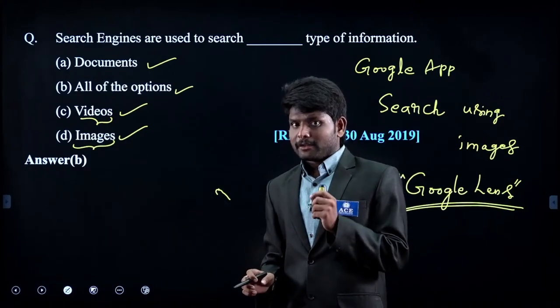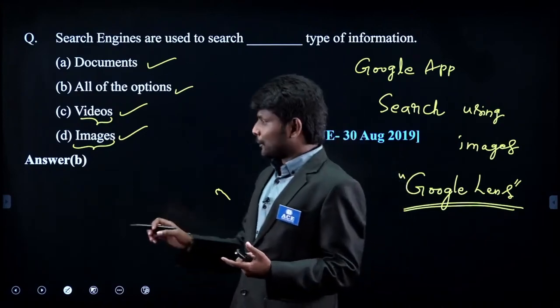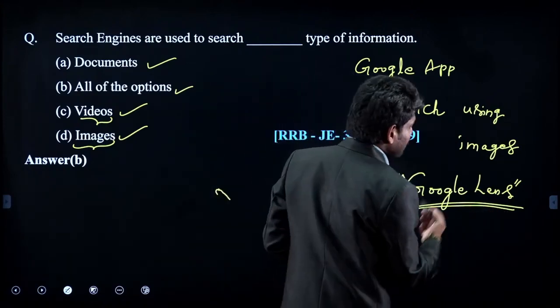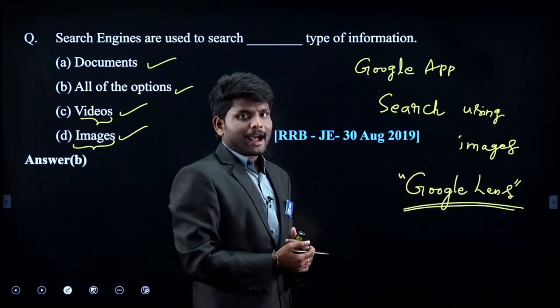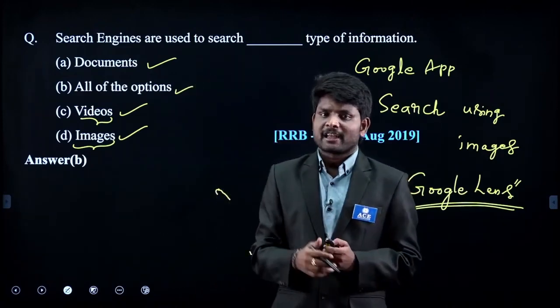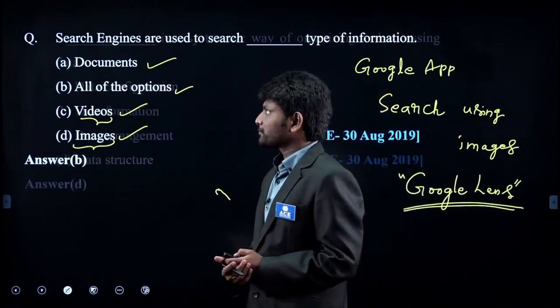If you try to explore in this direction, you will get to know there is an application called Google Lens which takes an image as the input and gives the relevant output. Hope this point is clear for you. We are going to the next question.